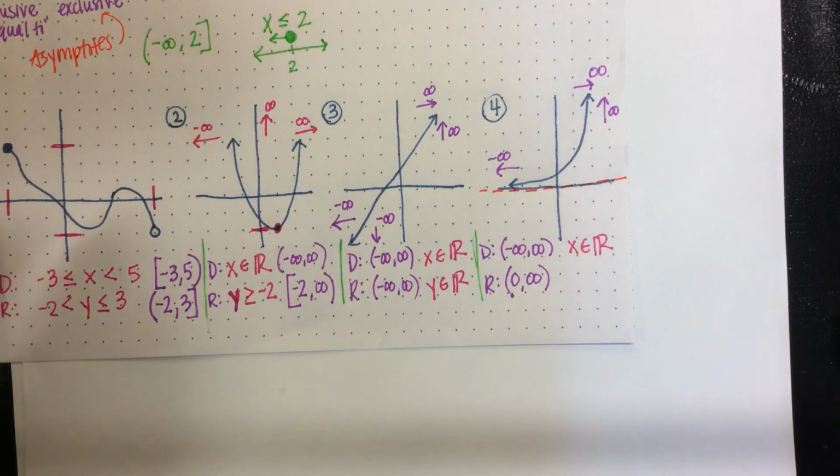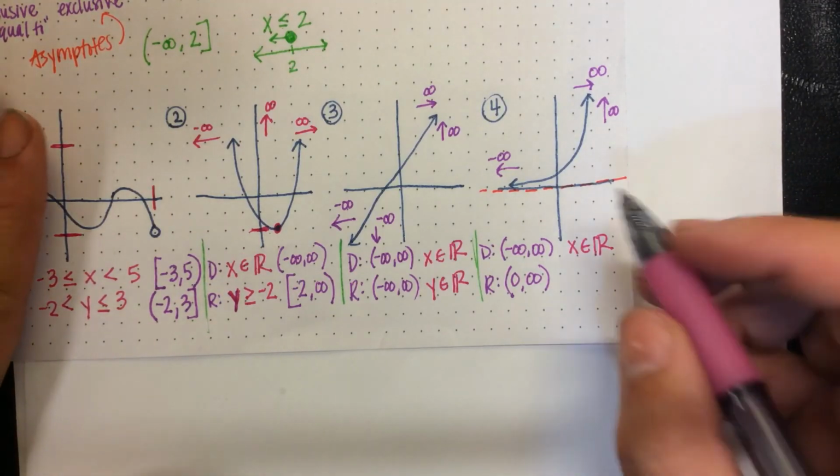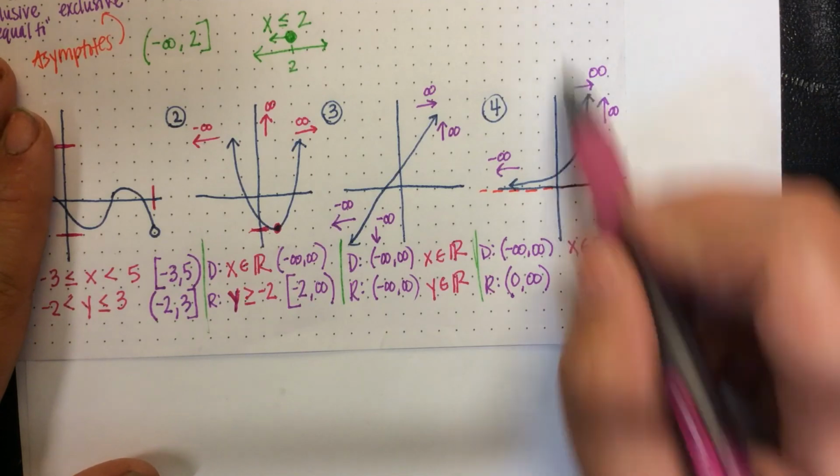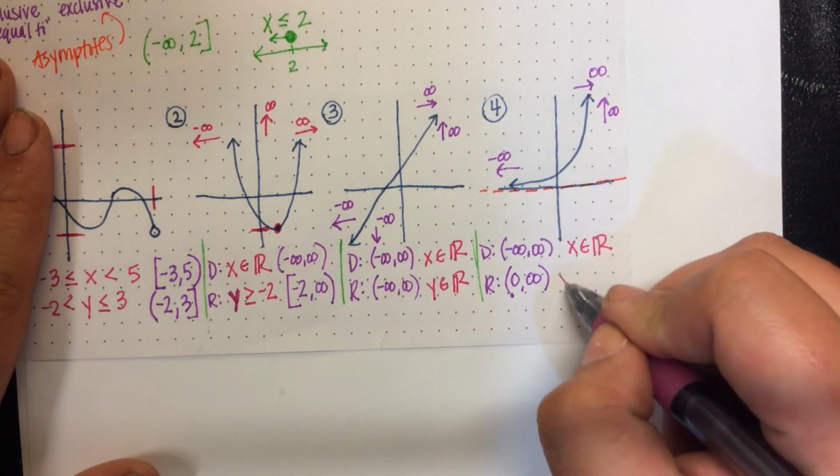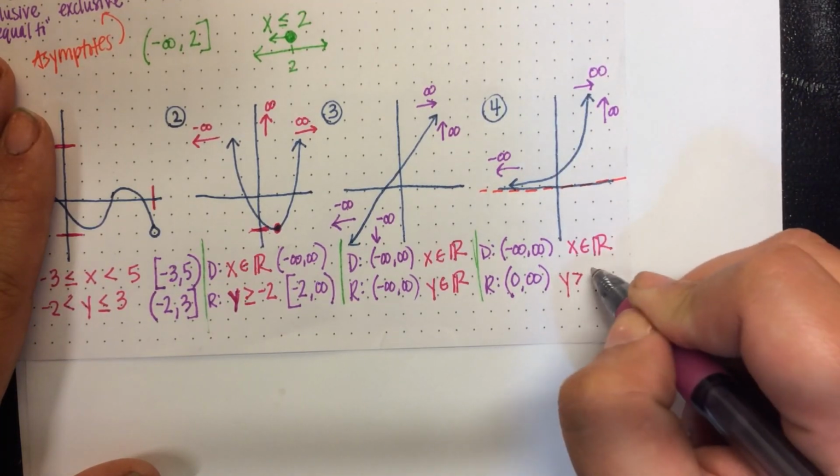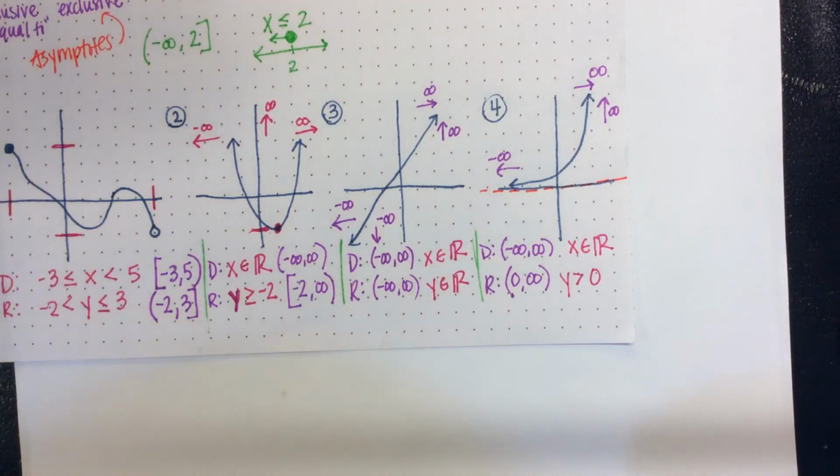Then when I write this one as an inequality, I say that I want all the y's above that asymptote. So I'm going to say I want all the y's bigger than 0. But it's just greater than, because I'm not including the asymptote. We never actually touch the asymptote.